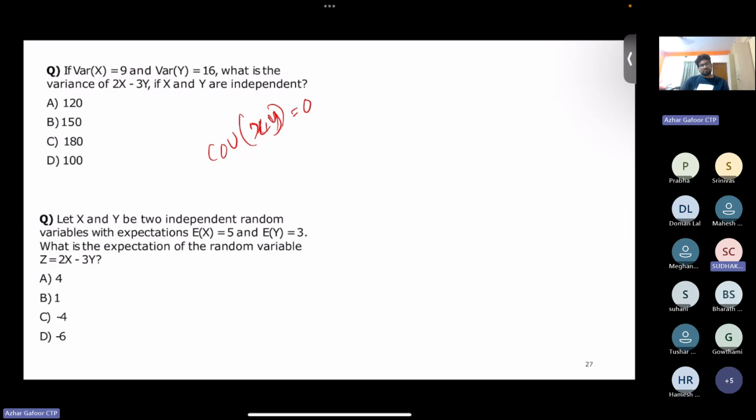It will be 2 square into variance of x plus minus 3 square into variance of y. Am I correct, sir? Whatever you said is correct, but try to calculate and give me the answer. But the value I'm getting is a negative value, sir. That's what my doubt is. So whatever you said is correct. What you said? That is 2 square into variance of x. Okay. Minus 3 square into variance of y.